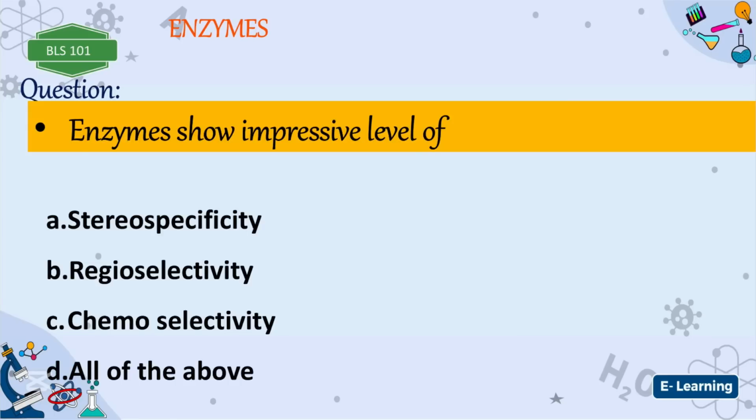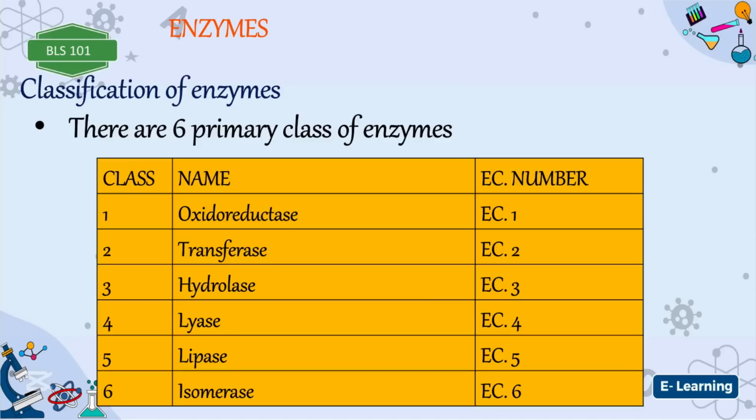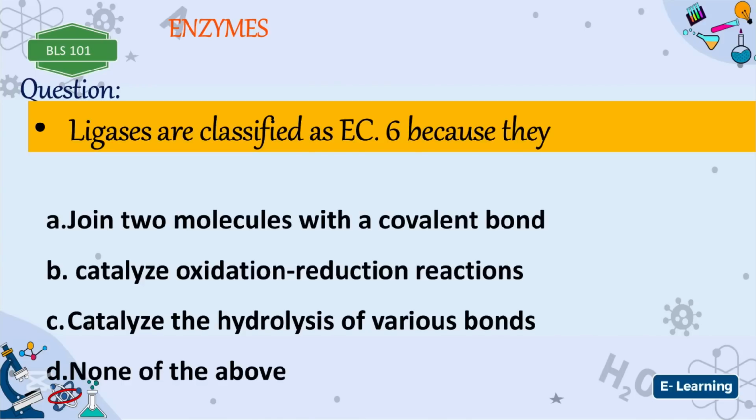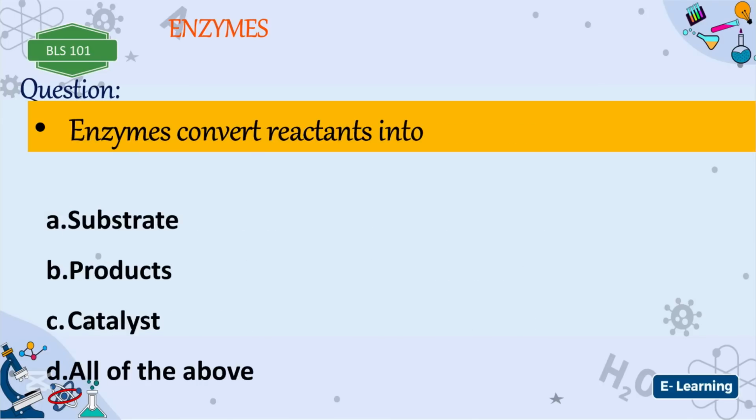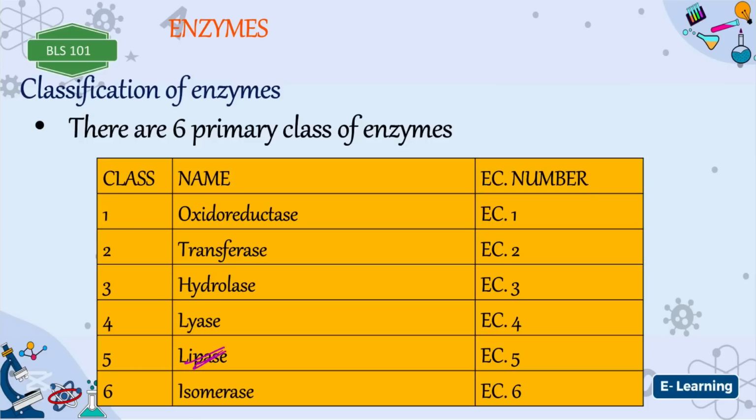Enzymes show impressive levels of stereospecificity, regioselectivity, chemoselectivity. All of the above is the correct answer. I have also corrected this. Ligases are classified as EC 6 because I told you that ligases are enzymes that join two molecules together with a covalent bond. I think enzymes convert reactants into products. Enzymes catalyze the conversion of reactants into products, and I think that is all for enzymes.